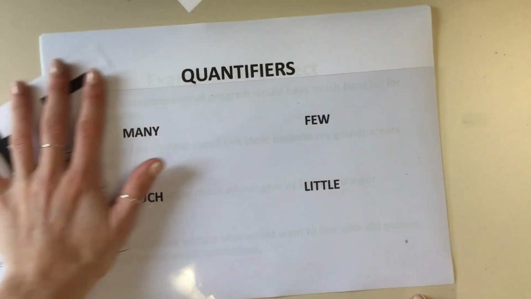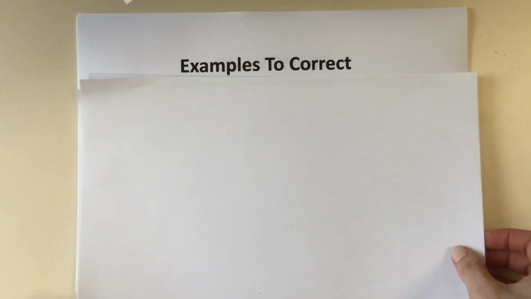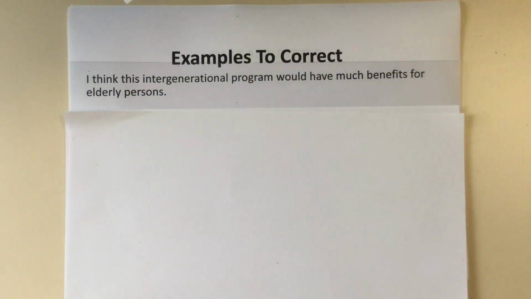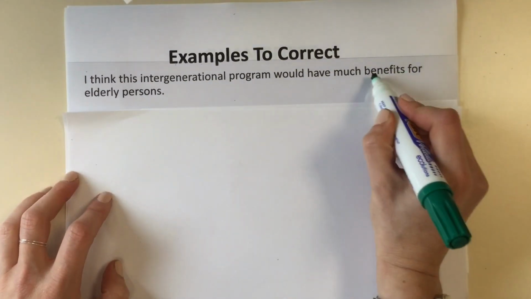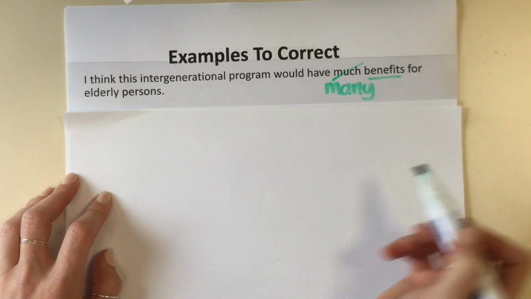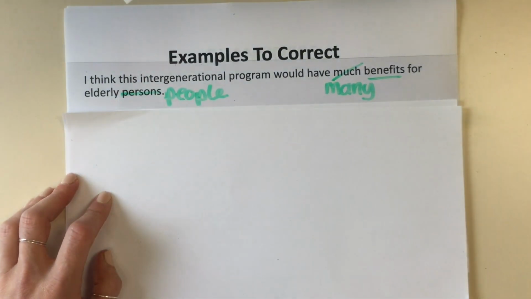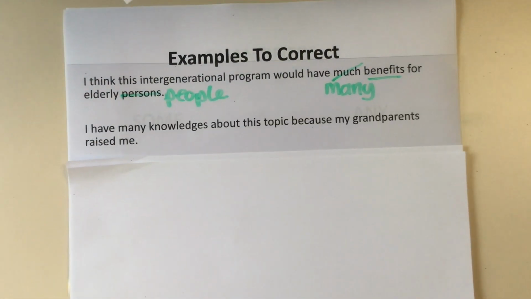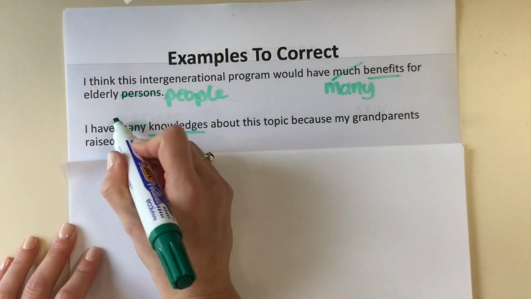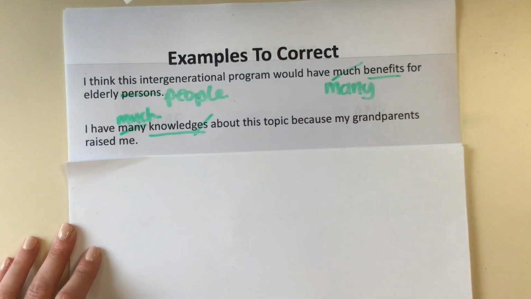Here are some examples from your writing tasks that need correction. In this sentence, benefits is a countable noun, so we need to use many, not much. Much is for uncountable nouns. Also, people is the plural of person, not persons. Again, knowledge is an uncountable noun, so we need much knowledge, and we need to get rid of the S.